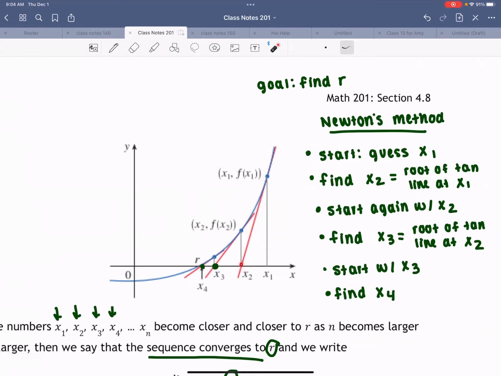Then we do the same thing. So we find the tangent line at x2, and that root is x3, and then that's our new guess. We find the tangent line at x3, the root of that line is x4, and that's even closer to r. And the idea of this is as we do more iterations of Newton's method, we get closer and closer, really close to where r is. And essentially, if we do this a billion times, we should get the value r. Okay, so that's the idea of Newton's method.